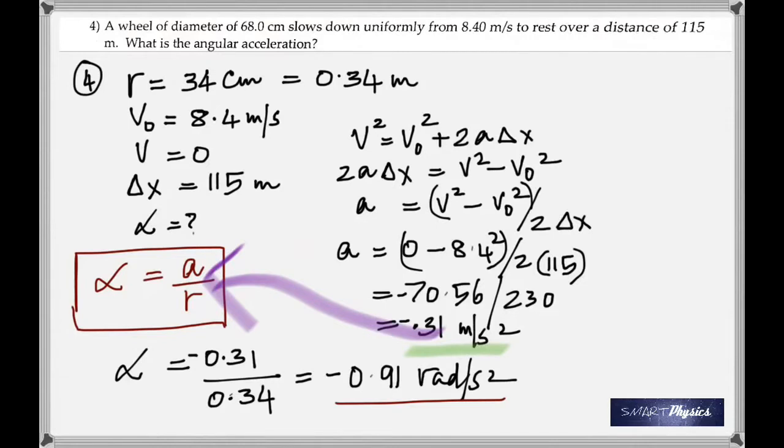There was another way to do this. You could have changed the linear velocities into angular velocity and done it. You would have got the same answer.